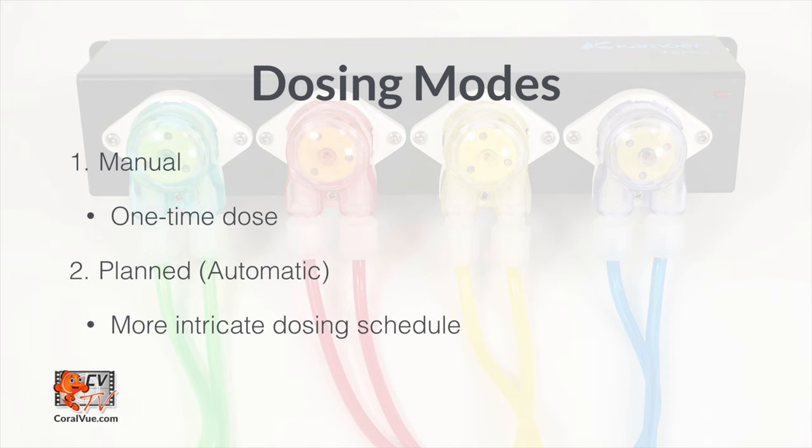There are two methods of dosing: manual, which is used for single one-time dosing, and planned, which allows you to create a 24-stage, 24-hour dosing schedule.